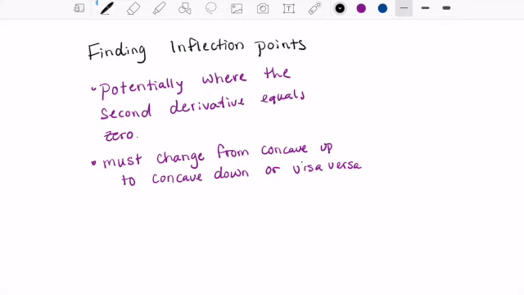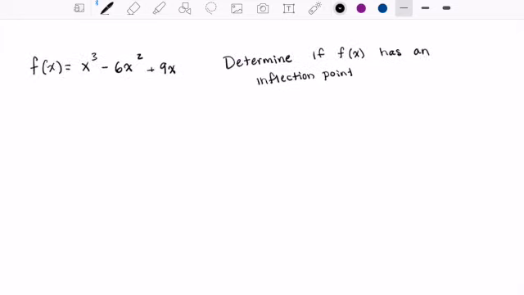But if we do, if our function changes from concave up to concave down, so we're changing concavity, or vice versa, then we do have an inflection point. So it's very simple, very quick. Let's go ahead and just jump into the problem.